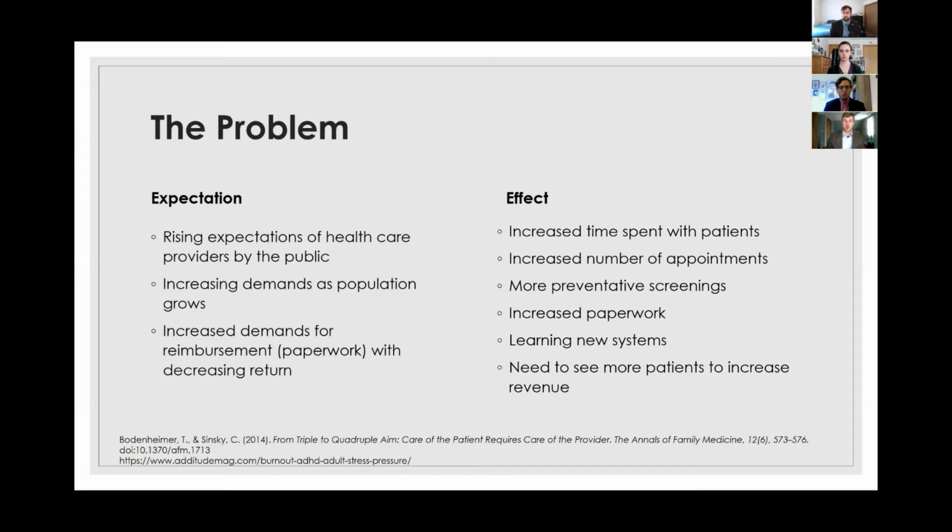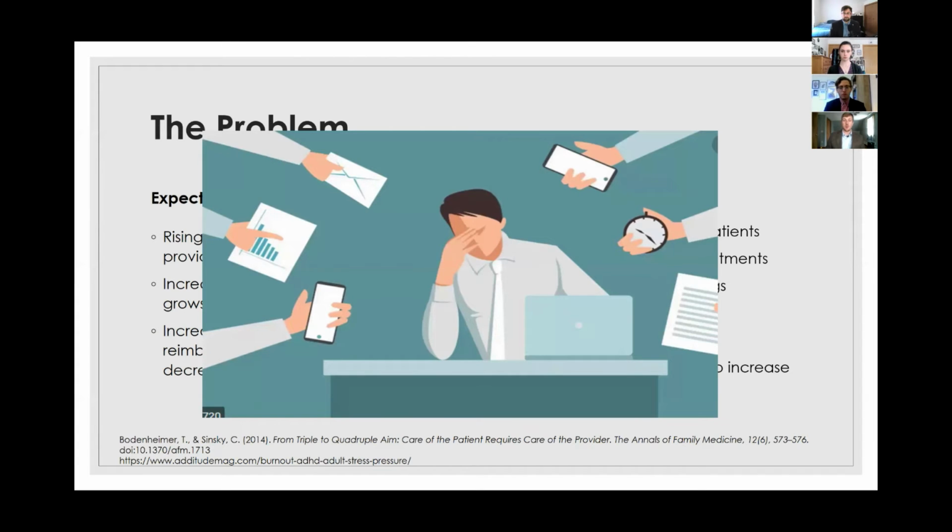So we have increased paperwork. We have learning new systems. The need to see more patients in order to increase revenue, because insurance companies are continually denying poor reported outcomes or poor reported reasoning. And so what this essentially did from 2008 till about 2014 is it created a lot of burnout among healthcare providers. And so we saw this mass flux of primary care physicians, general medical practitioners, athletic trainers, physical therapists. We saw this big shift of people getting burnt out and leaving their professions.